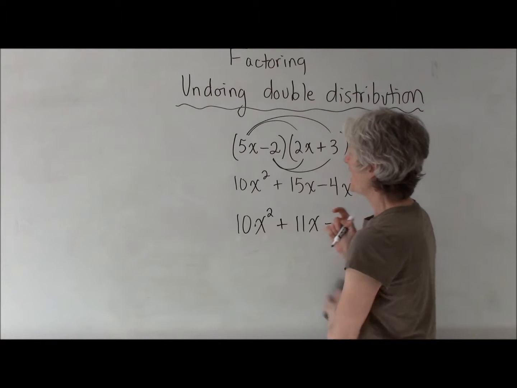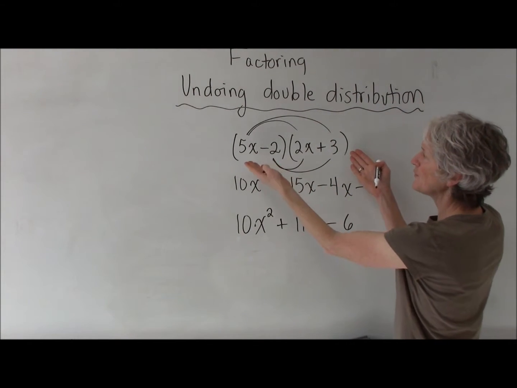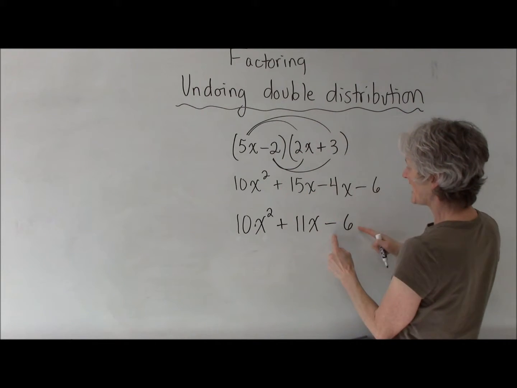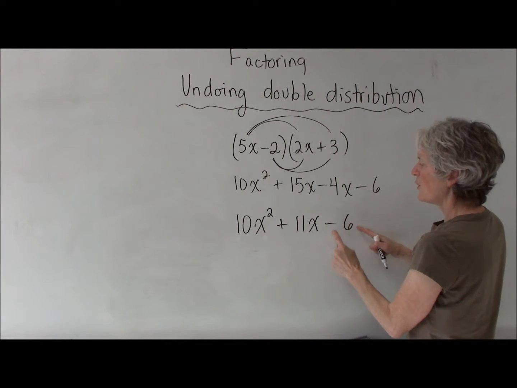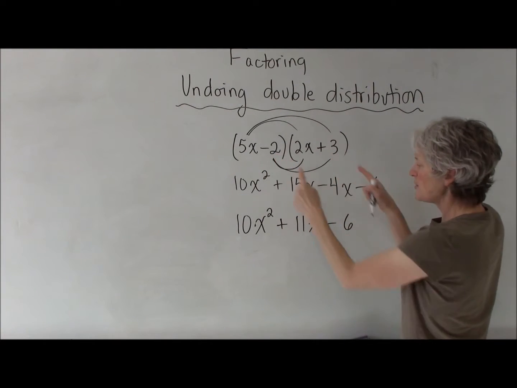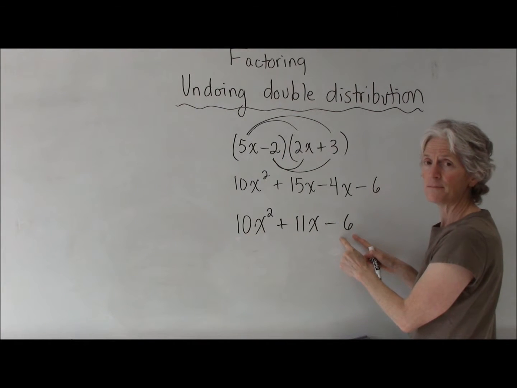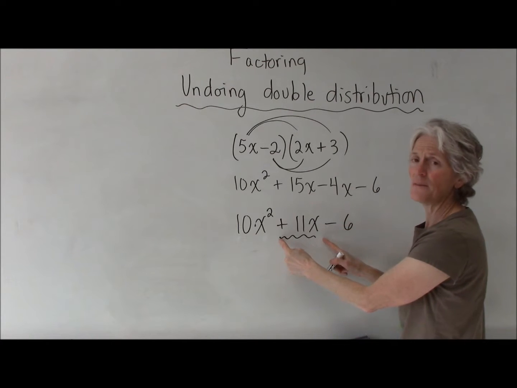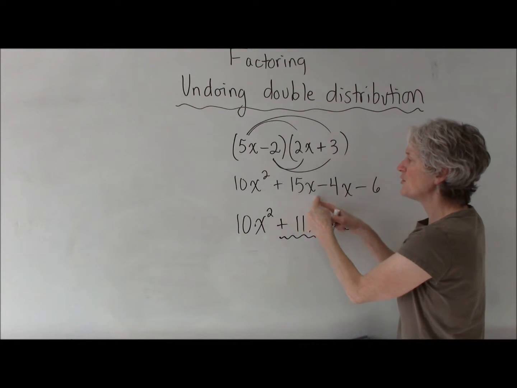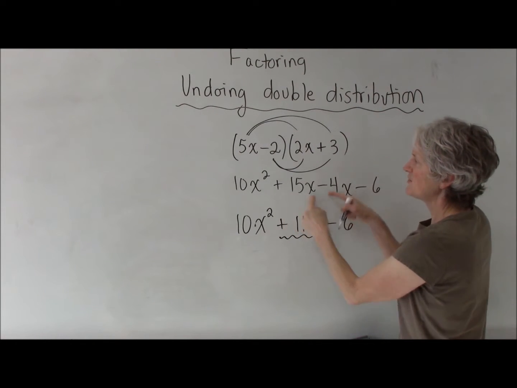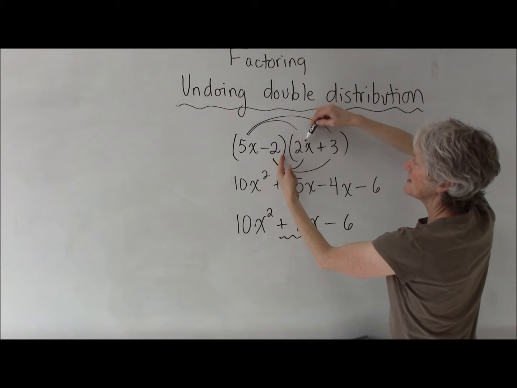Then you look and think, last term. Where did that last term come from? Well, I know from when I did my double distribution that negative 6 came from negative 2 times 3. So I know that those two terms have to be factors of negative 6. They have to multiply to equal negative 6. Where did that 11x come from? That 11x came from combining the two middle terms, which I got from multiplying the 5x times the 3 and the negative 2 and the 2x.